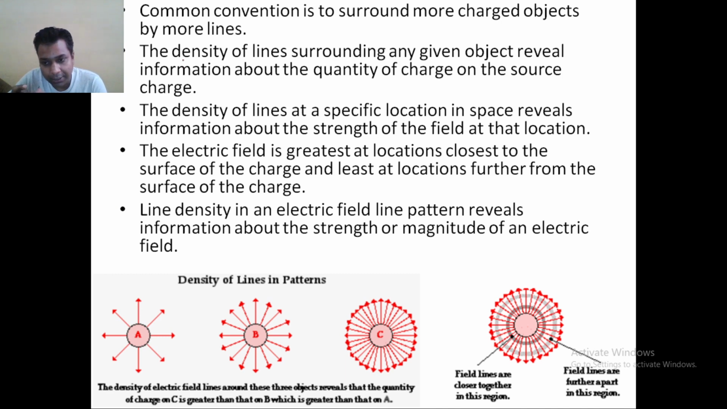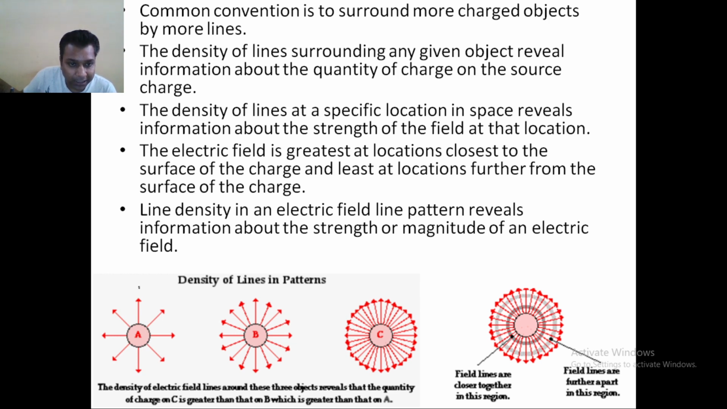Now, as I said at the start of the lecture, the first point was direction and strength. So for direction, you have got the point of how to understand it. Now, how do we judge, estimate, or understand the strength of the electric field from the electric field lines?